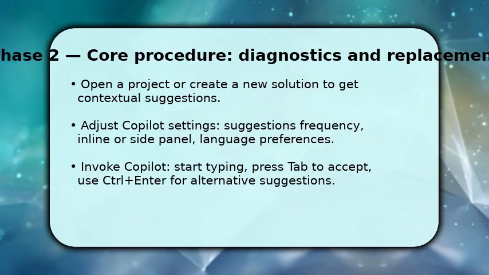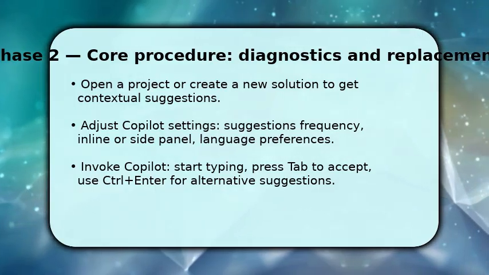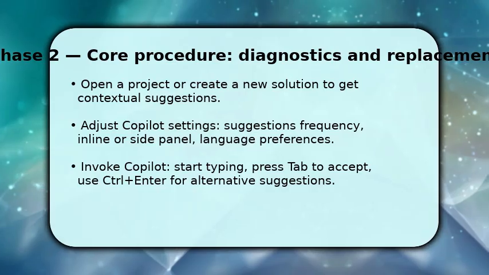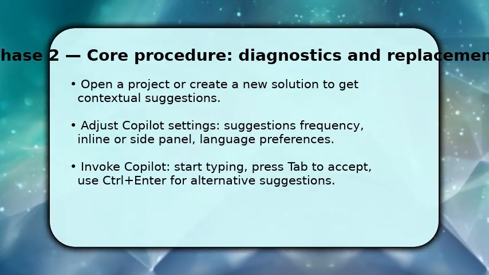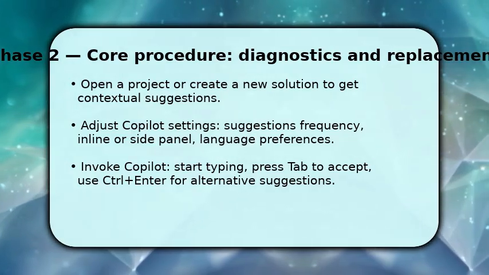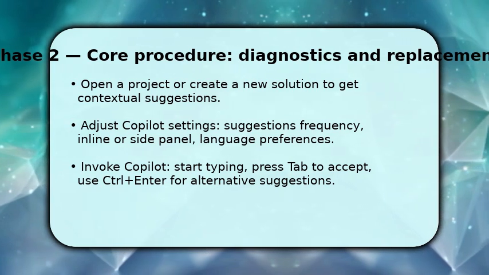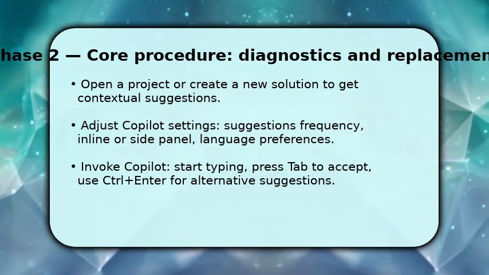You can accept a suggestion with Tab, cycle alternatives with Control plus Enter, and request completions for selected lines. Make sure to review for style and security, because Copilot suggests, but you decide what to include.